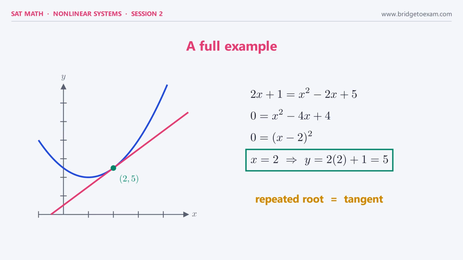Look closely at that quadratic. x squared minus 4x plus 4. That's a perfect square. It factors as (x minus 2) all squared equals 0. So x equals 2, and that's the only x value. Substituting into the line, y equals 2 times 2 plus 1, which is 5. One single solution, the point (2, 5). And geometrically, that's beautiful. The line just grazes the parabola at one point. It's tangent. A repeated root and a tangent line are the same fact.